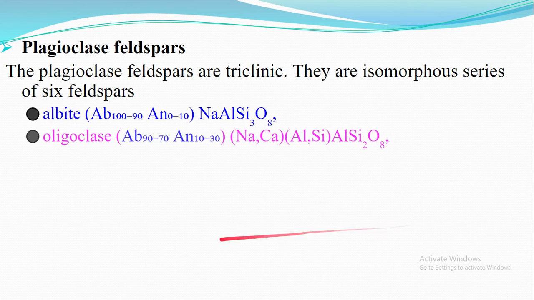You see now, albite, this is AB, meaning albite 100 to 90, anorthite 0 to 10. So you have sodium aluminum silicate, so sodium will be more. Now this is the solid solution series between what? Sodium and calcium, albite and anorthite. As we discussed, albite will be sodium, anorthite will be calcium.